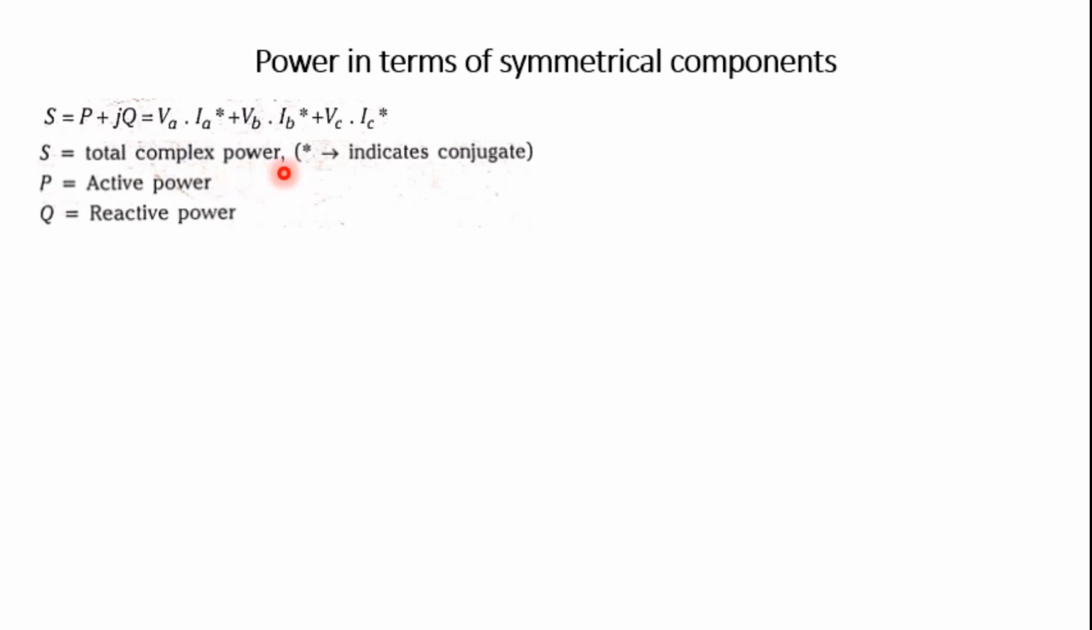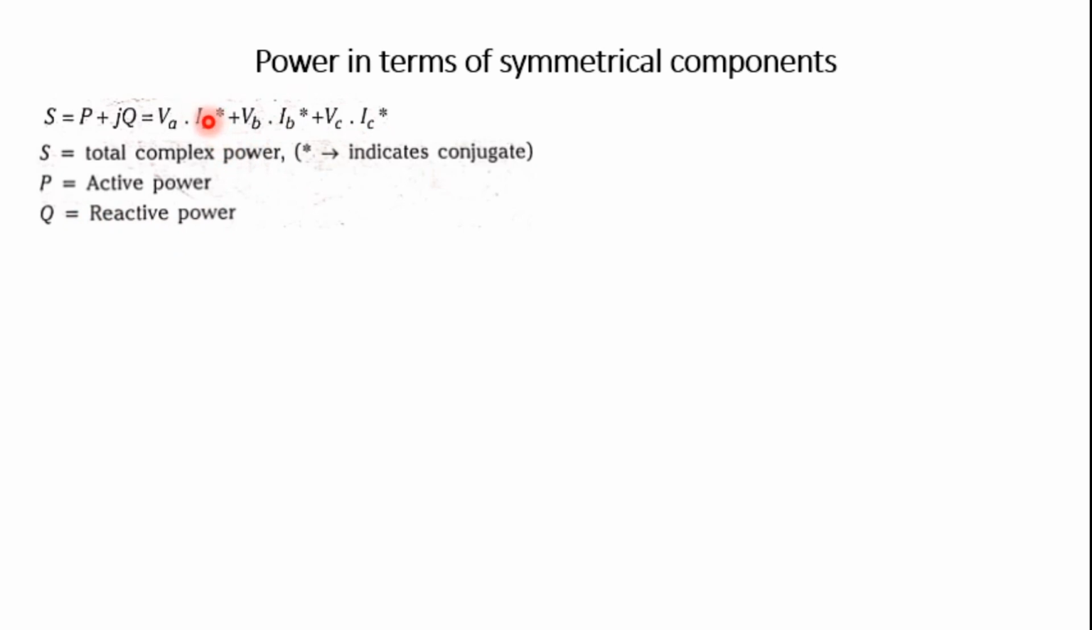Let us discuss power in terms of symmetrical components. If the symmetrical components of the currents and voltages are known, then the power in the three-phase circuit can be computed directly from these components. We know that the complex power flowing in the power circuit is given as S equal to P plus jQ, in terms of voltage and current. Here S is the total complex power, P is active power and Q is reactive power.